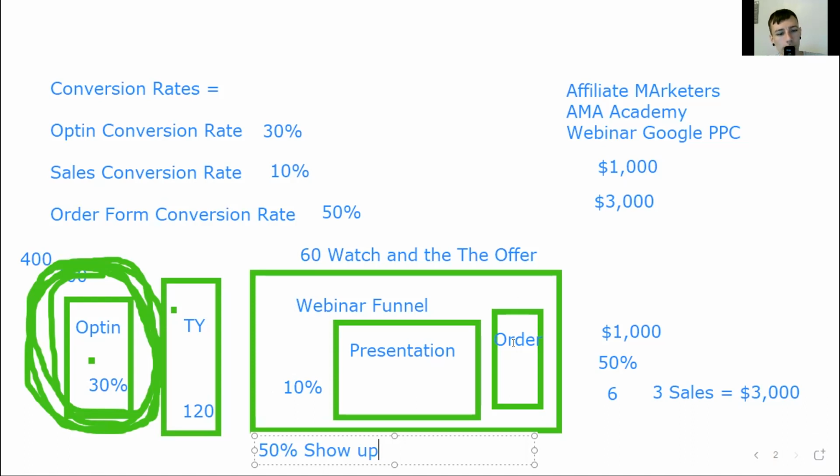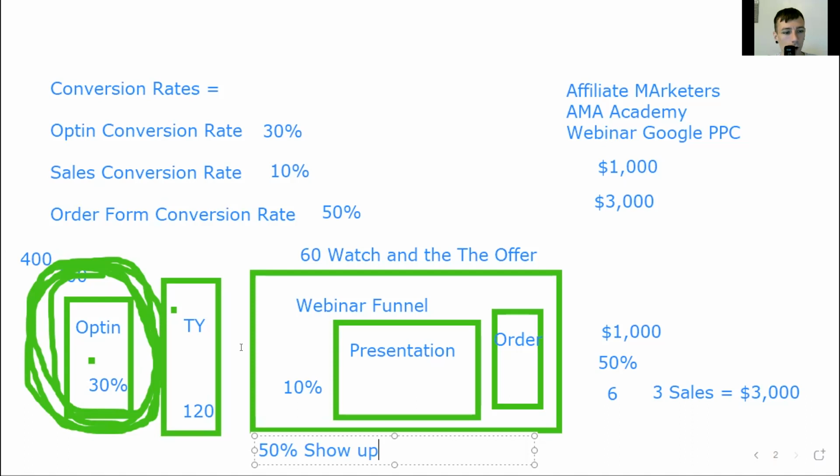Out of that, we got 10% of people actually click on the offer. So they actually click the order button and then they go to the little order form page. But then we're going to say only 50% of the people who actually watch the entire presentation click the button, go to order it, and only half of them actually do order. So now we got 3 sales for 3,000.